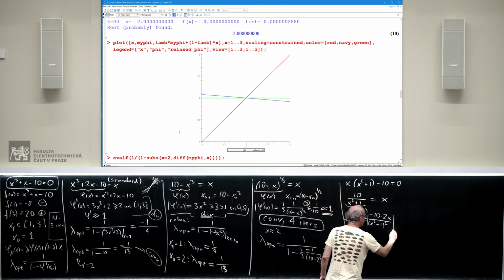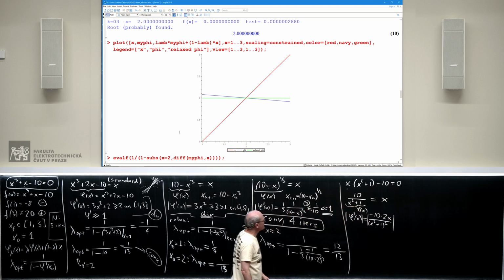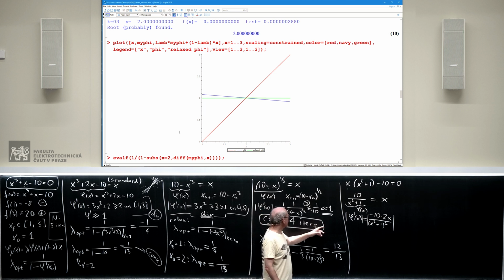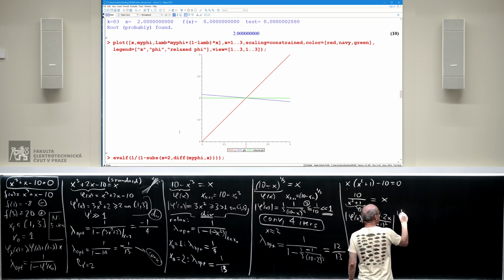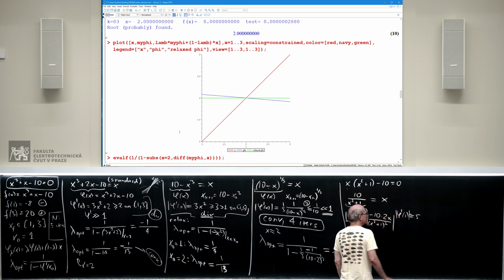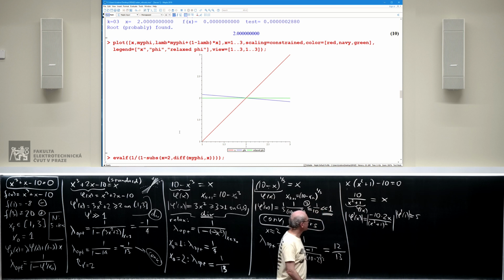And I should ask how large it is. Now let's see, how much is this number around 1? Around 1, this is 4 in the denominator and 20 in the numerator, it's 5. So the derivative at 1 is about 5 in absolute value. That's too much. I don't really like it.